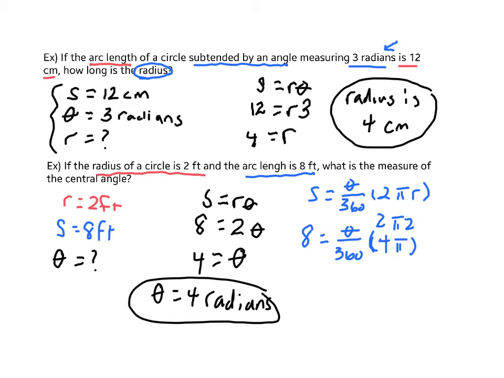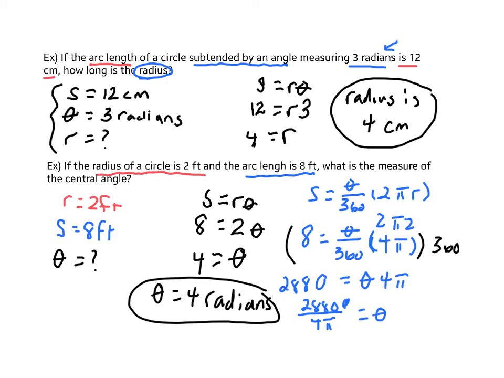To figure this out, I need to multiply both sides by 360. When I multiply by 360 on the right-hand side, I get theta times 4 pi. And on the left side, I get 360 times 8, which is 2,880. Divide by the 4 pi. Units of degrees. And that's my exact answer for theta. If I wanted the approximate, I would plug that into my calculator. And that's arc length of a circle in both degrees and radians.